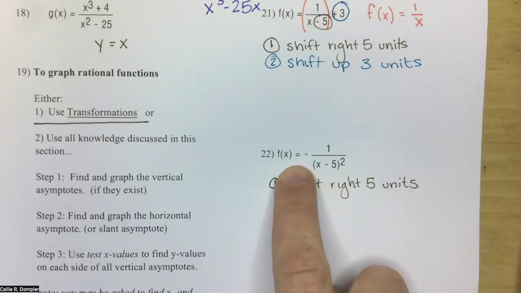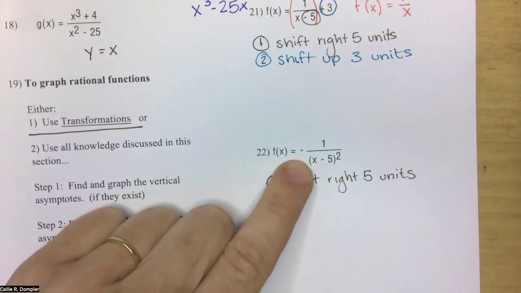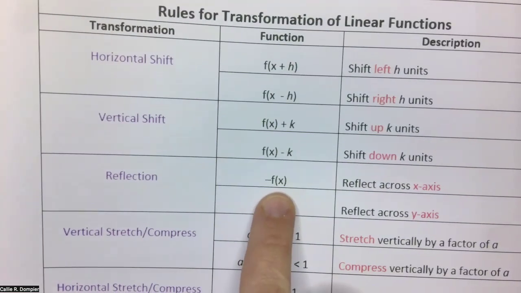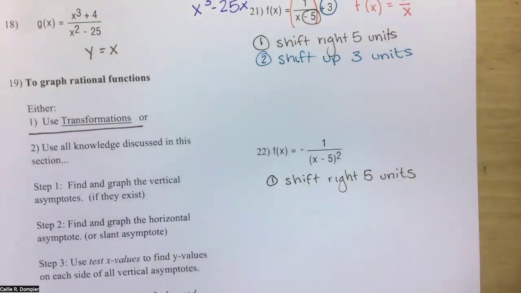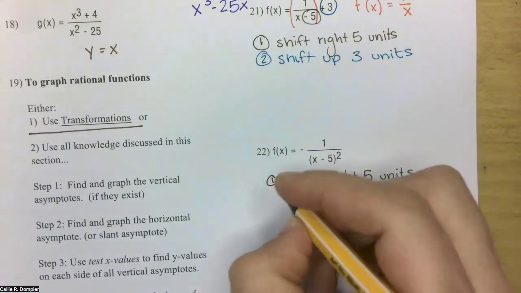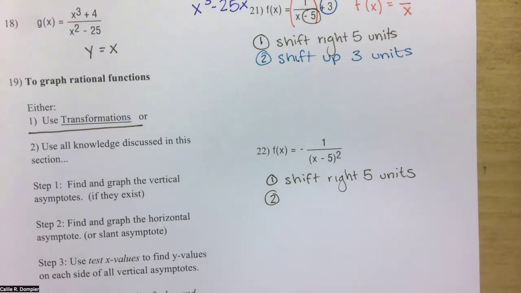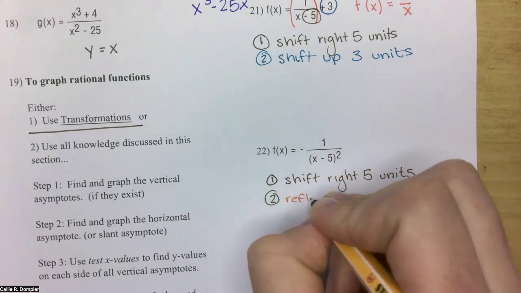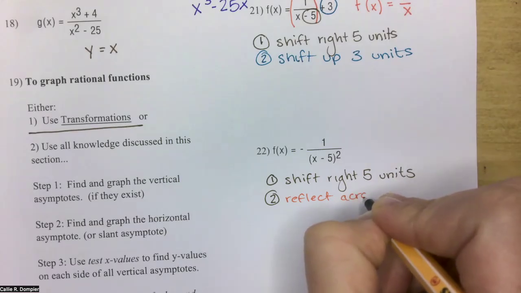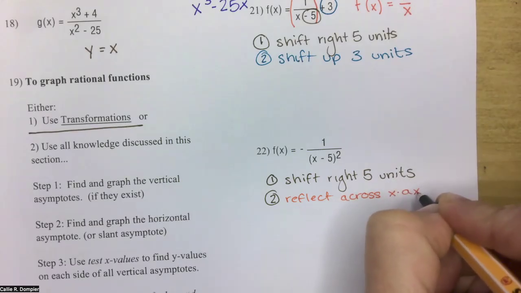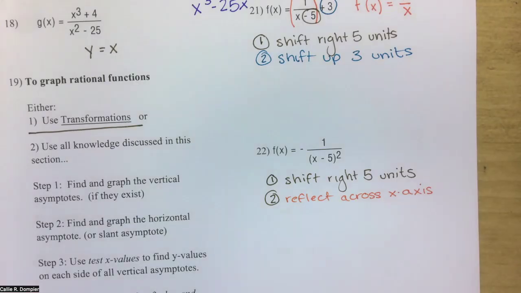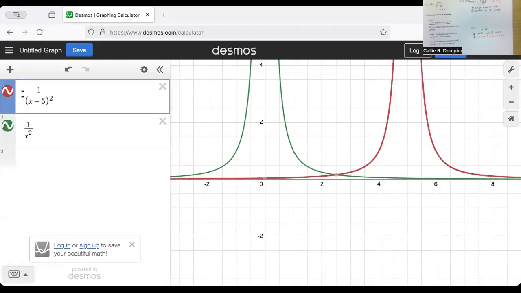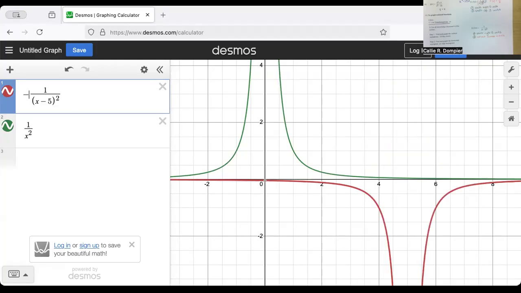Now, what else happened? It's a negative. What happens when we have a negative? If the whole thing becomes negative, that would be f of x, right? Now we're going to reflect across the x-axis. So part one was shift it right 5 units. Part two is reflect across the x-axis. Good. So we just flipped it.